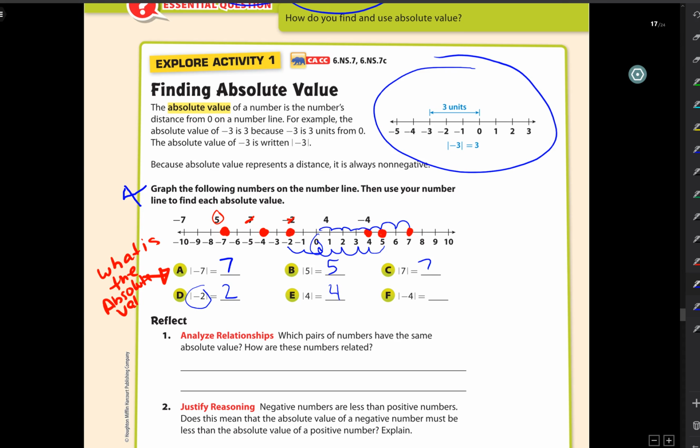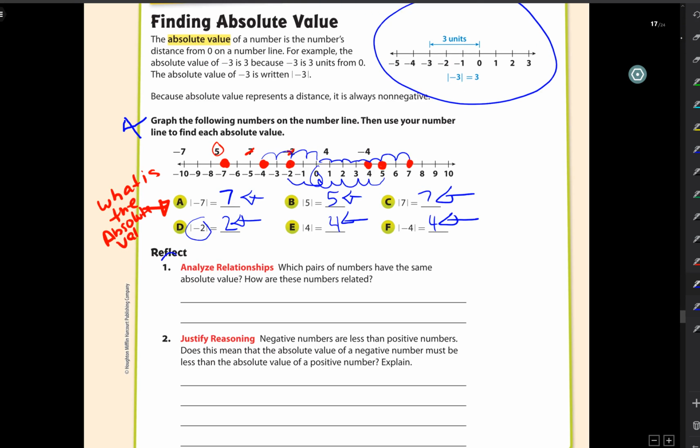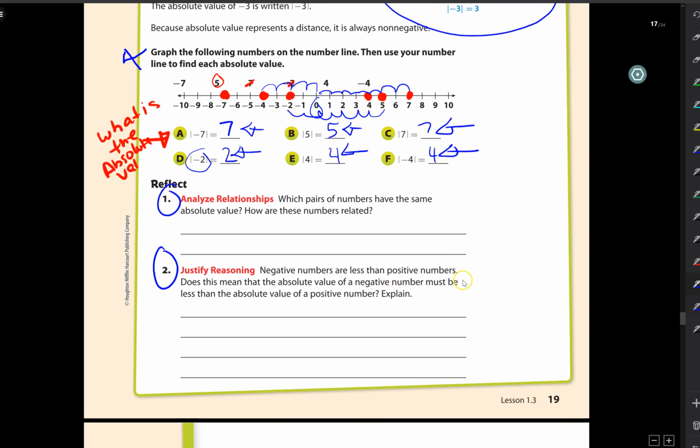And how far is -4? -4 is 1, 2, 3, and 4. So if you notice, all of these answers are positive. We're just looking at how far they are away from 0. Now, I want you to do 1 and 2 on your own. Go ahead and pause it, do 1 and 2 on your own.